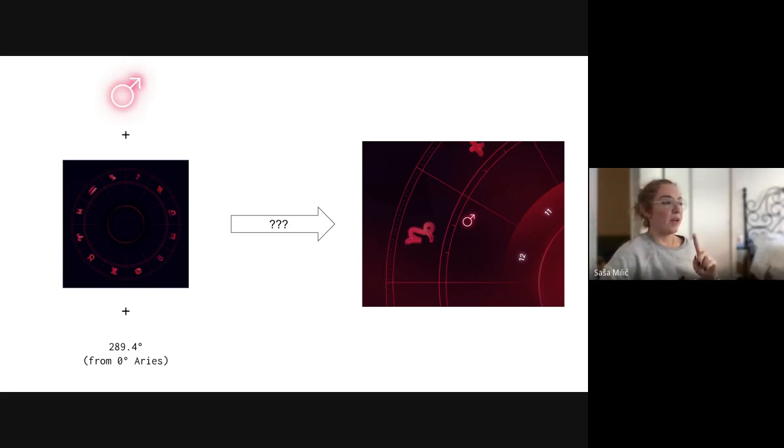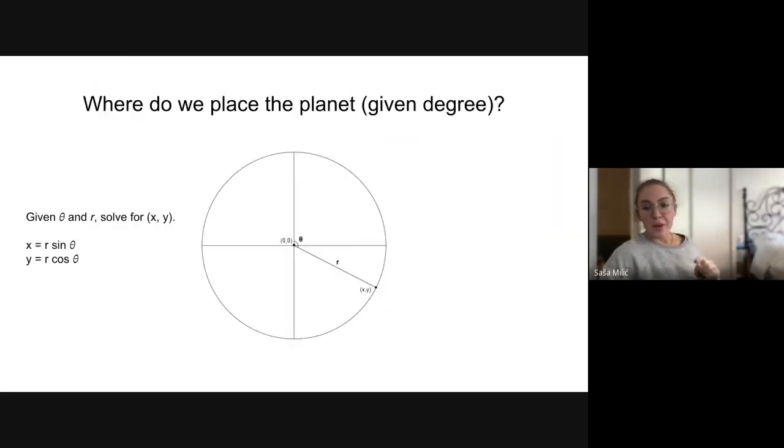So now I have a Mars layer, a zodiac ring, and a degree. But that still doesn't significantly simplify computing it into this position over here. So how do we do that? It gets into a little bit of geometry, but essentially you have a degree, you have a radius, and you have to solve for where we place it.